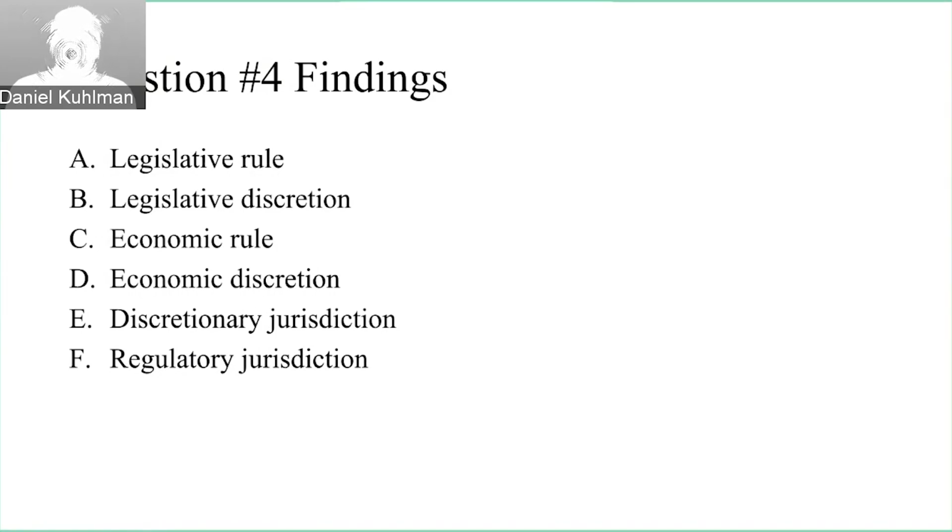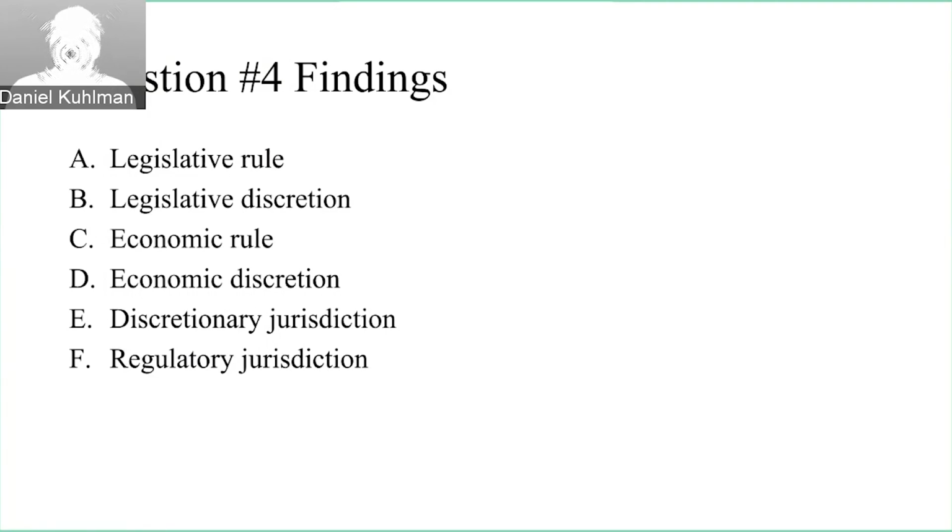So the first one is an example of a legislative rule because it happens every single year. But B is legislative discretion because it's open to politicizing Social Security. C is an economic rule because it's a specific equation, a specific rate that they must follow, whereas just doing whatever the Fed wants can lead to inconsistent policy making and mistakes with economic discretion.